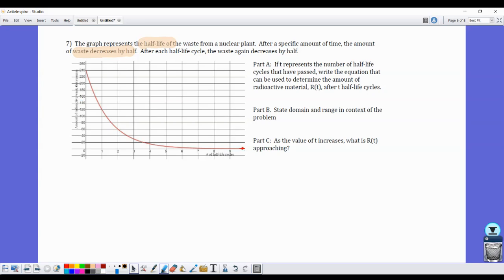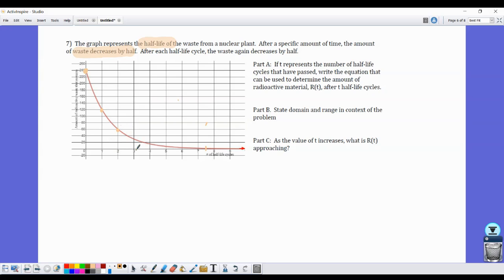So we want to start off with time zero. At time zero, there are 240 units of this radioactive material. And then we can see that at time one, it's decreased to half. 240 divided by 2 is 120. After the second cycle, it's decreased. That 120 divided by 2, it's decreased down to 60.